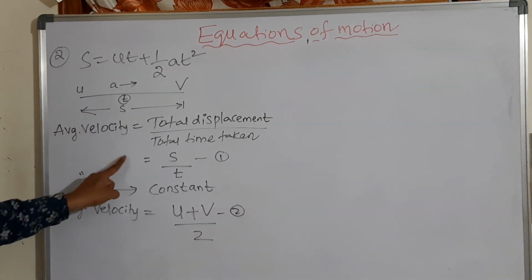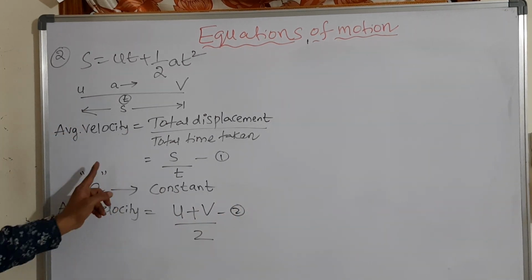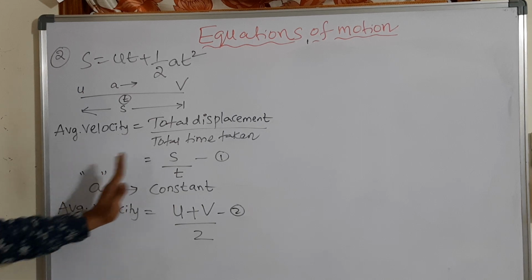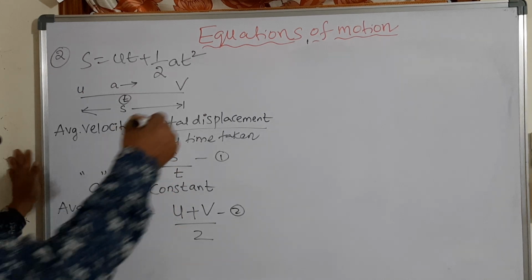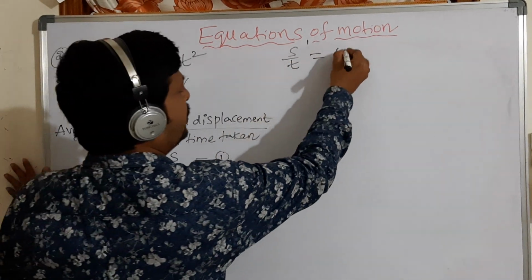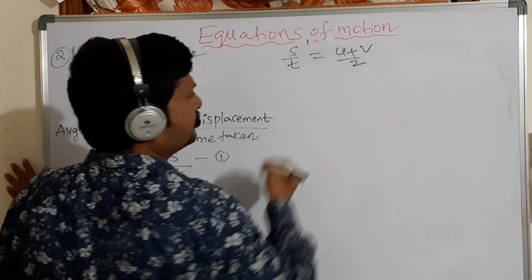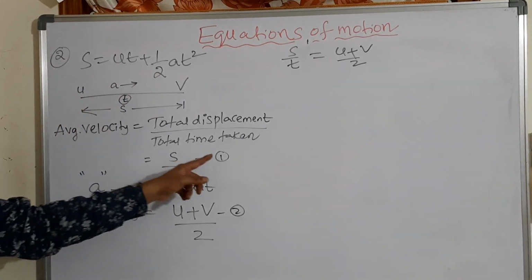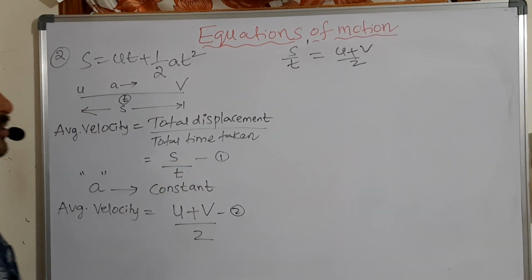So compare equation 1 and equation 2. The left sides are both average velocity, so equate the right sides. That is, s by t is equal to (u + v) by 2. So this is a comparison of equation 1 and equation 2.